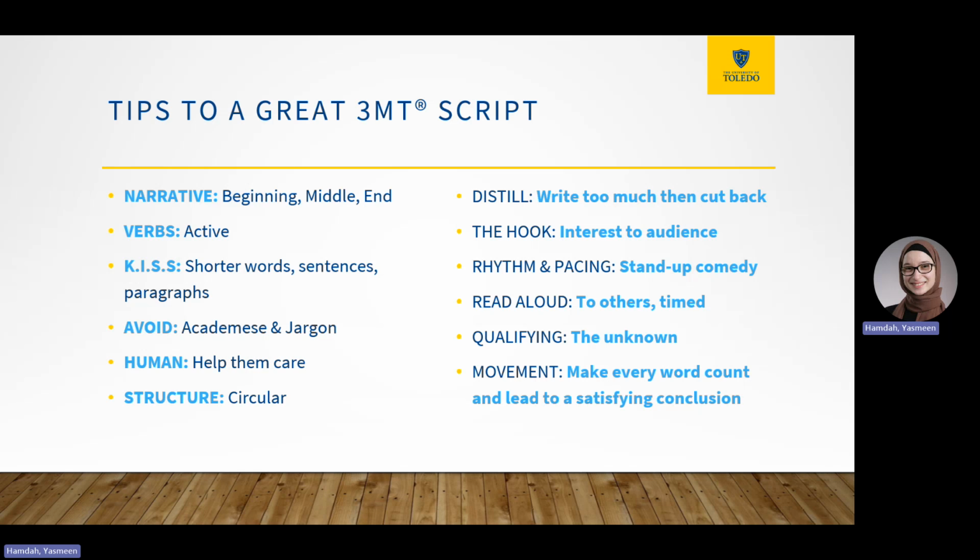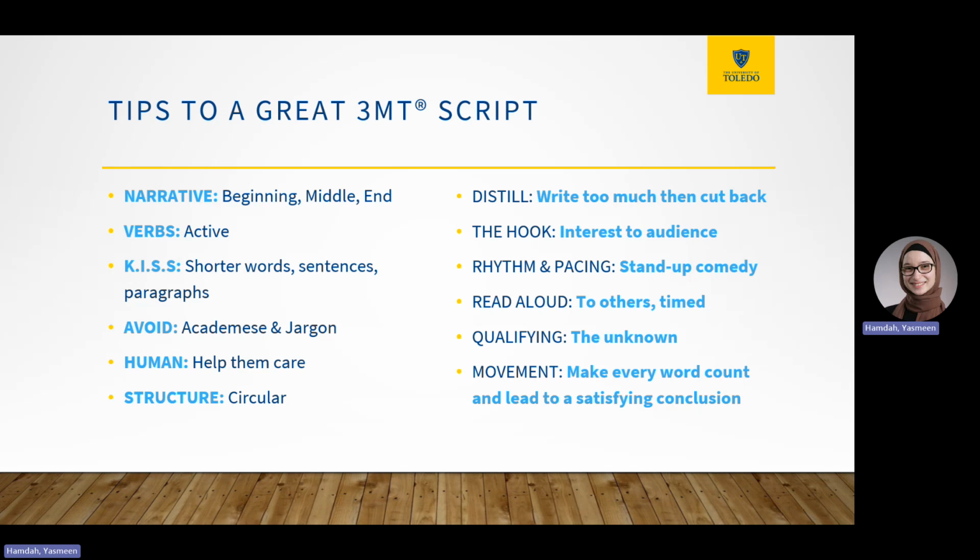So the KISS acronym basically means keep it simple, silly. So shorter words, sentences, paragraphs. So however you can condense things to where you're still communicating the important things, but you're not spending so much time on it. So wherever you can kind of save yourself time throughout your script is really important. And like I said, you're going to start by writing a lot, and we actually encourage that.